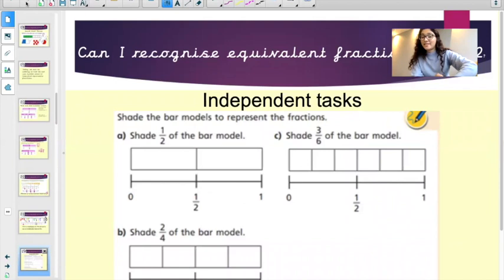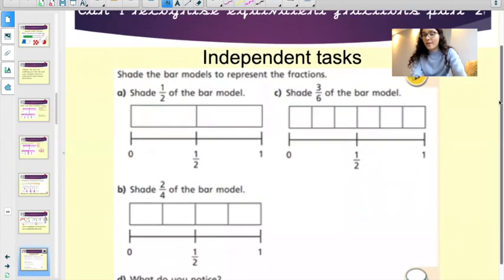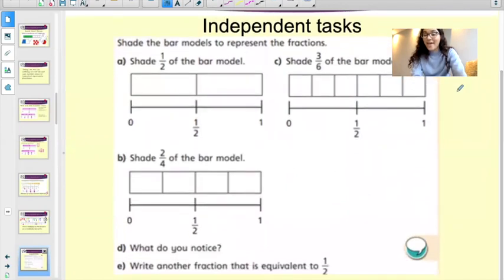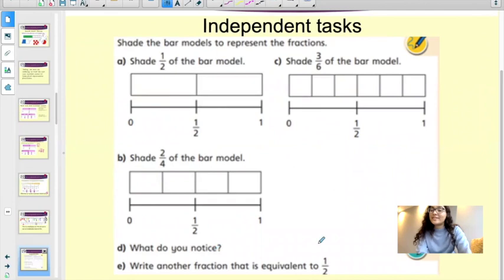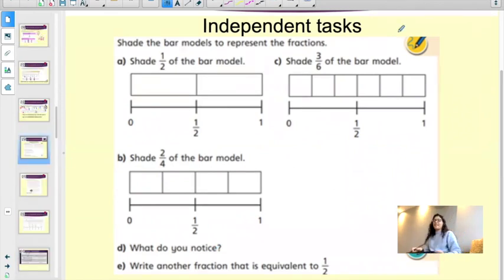Time for your independent tasks. You are going to shade the bar models to represent the fractions. Then you are going to tell me what you notice, and then write another fraction that is equivalent to 1/2. Off you go. Right, let's go through this together. A, shade half of the bar model. So I'm going to shade 1 part of the bar model, because out of 2 parts, I have to shade 1 in, just like that.